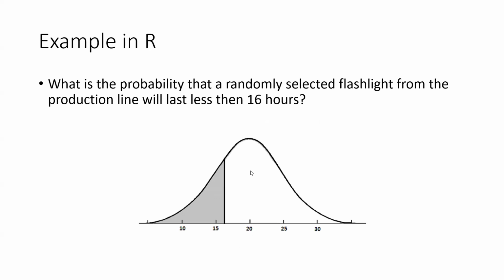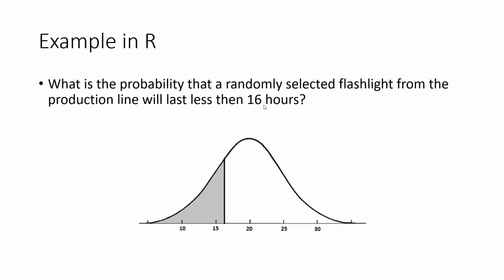Now we're looking for randomly selected flashlights from the production line that last less than 16 hours. So that means we have to find 16 on our probability distribution. 16 is somewhere over here. And we're interested in the shaded region. The shaded region represents the probability of occurrence of a value less than 16.